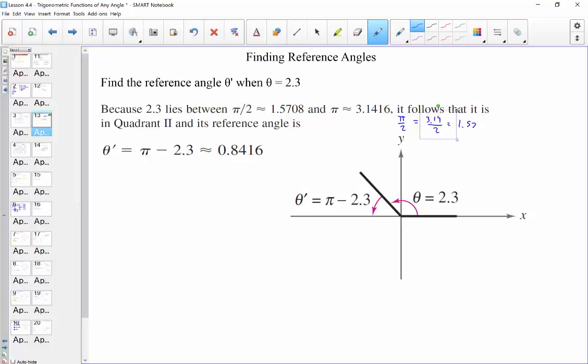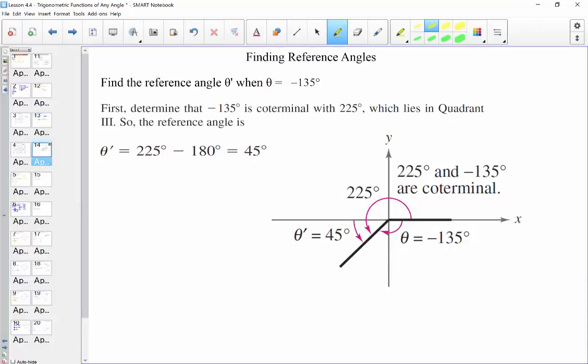We also know that the negative x-axis between quadrants 2 and 3 is pi radians, and that is equal to 3.14 approximately in decimal form. Since we're working with angle theta equals 2.3, we know that that's going to lie in quadrant 2 between the radians 1.57 and 3.14. Here's our angle in the diagram. Now we need to find the reference angle. To do that, we're going to subtract 2.3 from pi. The result is approximately 0.84. This is our reference angle in quadrant 2.